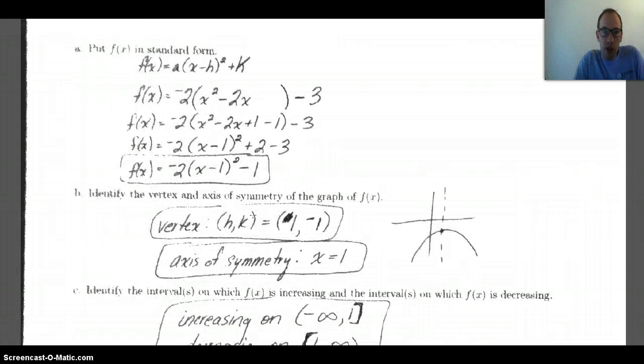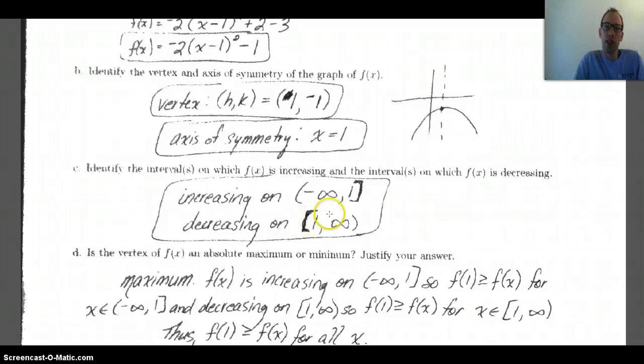The other three are pretty straightforward. The vertex is going to be what we're subtracting from the x, which is +1, and what is getting added on to the end, which is -1. That's our vertex once it's in standard form, which it is. And the axis of symmetry, then, you can see on a vertical parabola is just going to go straight through that vertex, and it's going to be a vertical line, so we have x equals 1, which is the x-coordinate of the vertex.